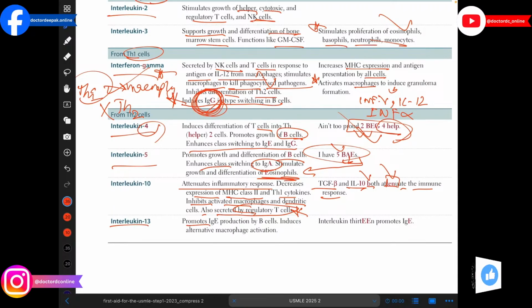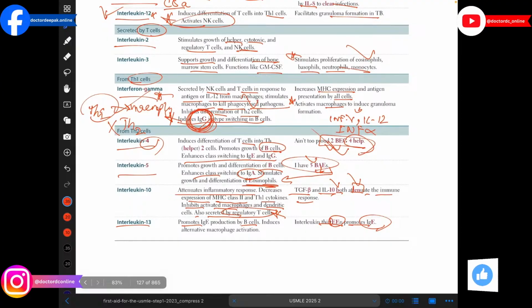Interleukin 13 promotes IgE production by B cells and induces alternative macrophage activation. They have a mnemonic: interleukin 13 doubly promotes IgE. That's not easy by the mnemonic only.